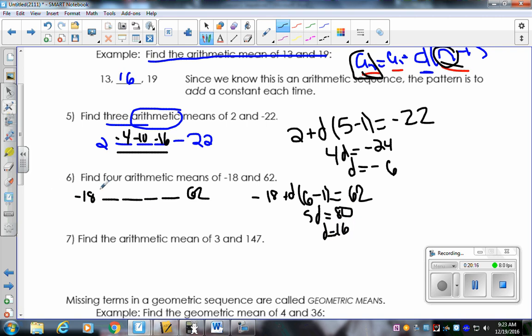So now I'm going to use that and add 16. Negative 2, positive 14, 30, 46, and then add it again just to verify. And yes, it works out.